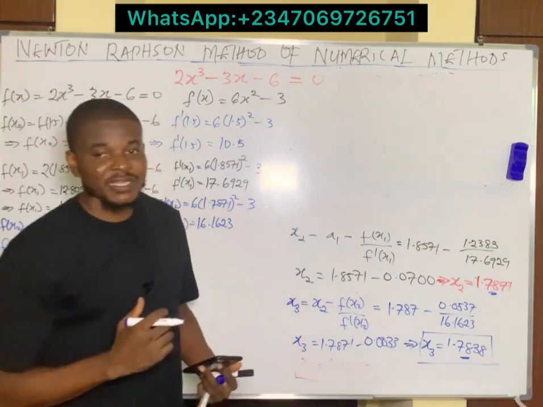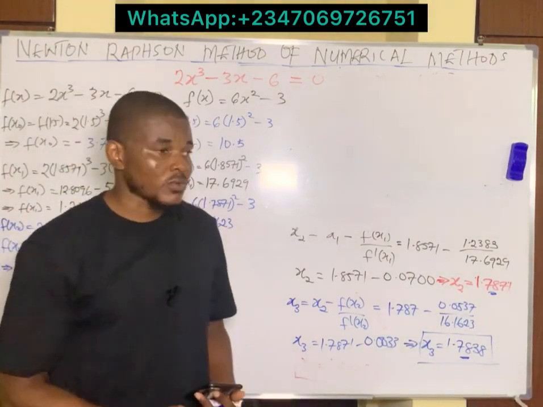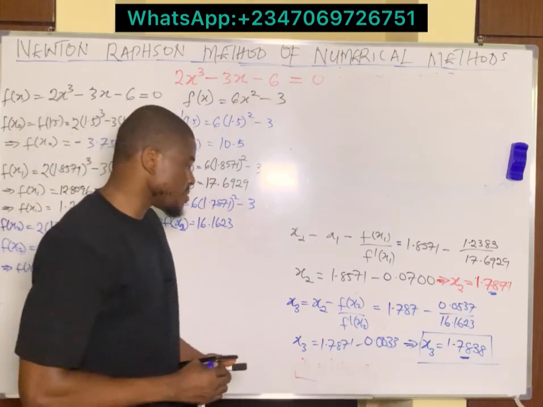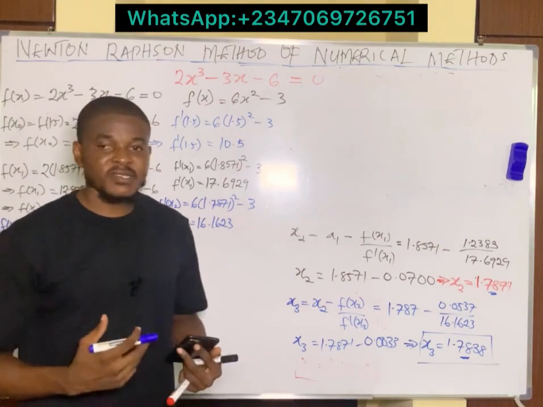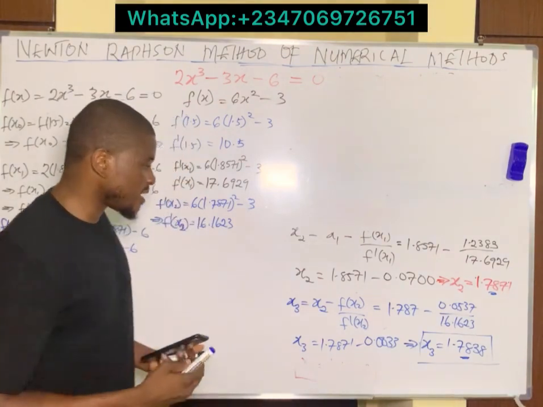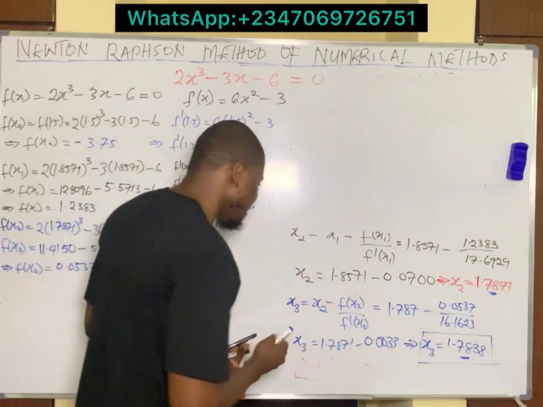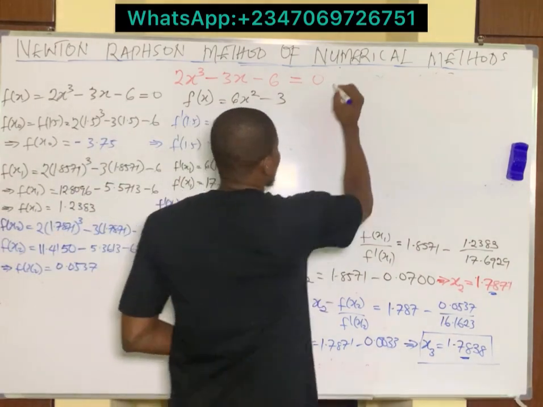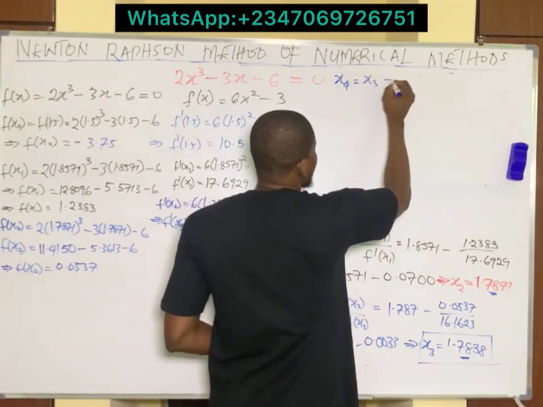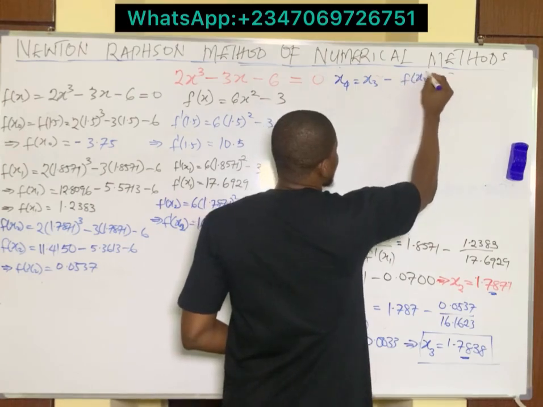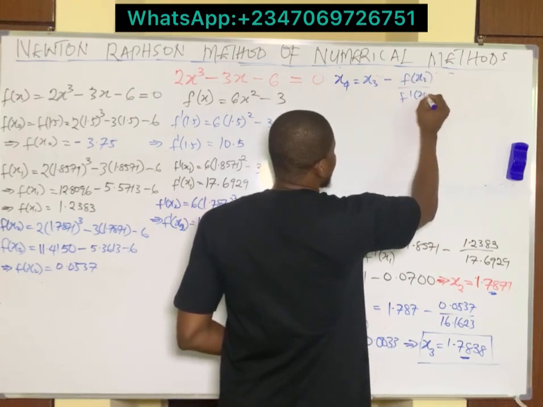You can decide to stop your iteration here, or you can still decide to proceed. But let me try maybe 2 more iterations and see if we are going to have up to 4 decimal places converging at the same time. So we need to find the fourth root. For the fourth root, the formula becomes x4 equals the previous root x3 minus f of x3 divided by f prime of x3.